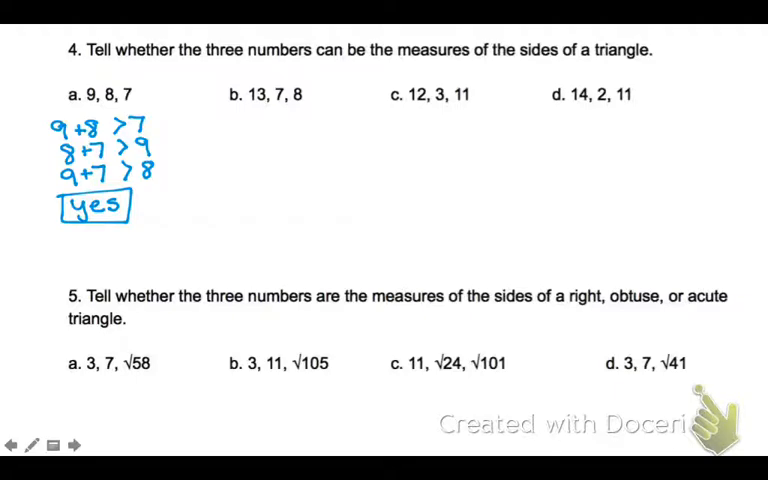Okay, so number 5, tell whether the three numbers are the measures of the sides of a right, obtuse, or acute triangle. Okay, let's take a look here. So remember, we go back and we use Pythagoras for that. A squared plus b squared is somehow related to c squared. In this case, we have 3 times 3 is 9, plus 49 is related to 58. I don't know what the square root of 58 is, but 9 plus 49 is going to be 58. And c squared is going to be 58.